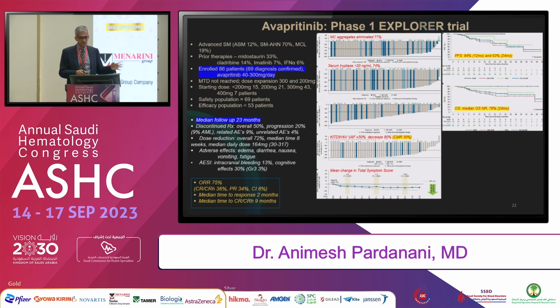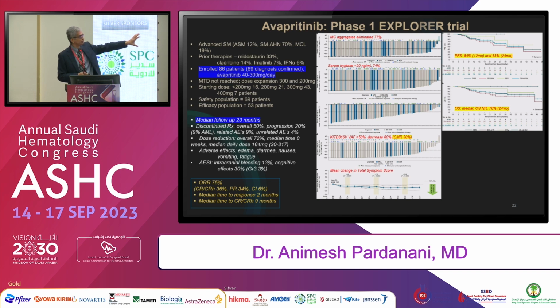And here, this was 69 patients, again with advanced mastocytosis. The follow-up was longer, 23 months. So this allowed for the responses to mature. And as you can see in the bottom left, the overall response rate, again, 75%, with a 36% complete response rate and 34% partial response rate. The time to response was 2 months, and the time to complete response, 9 months. And you can see the progression-free survival and overall survival curves on the right. Fairly impressive for patients with advanced mastocytosis.